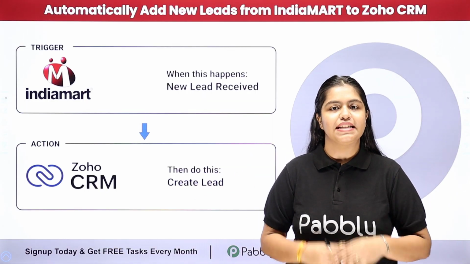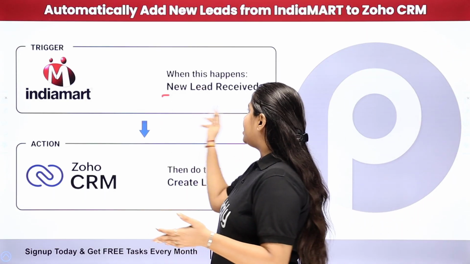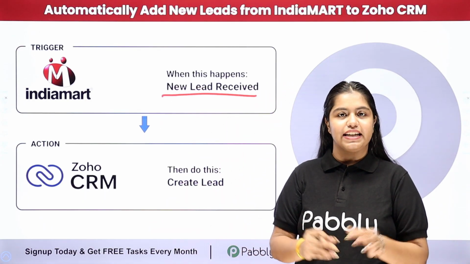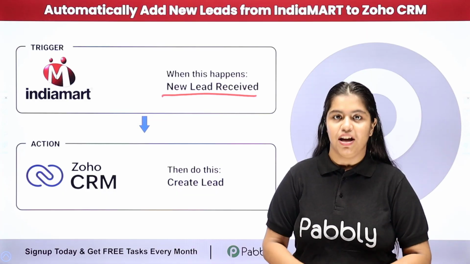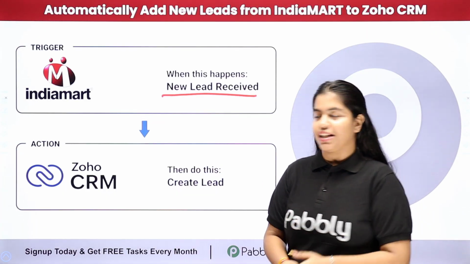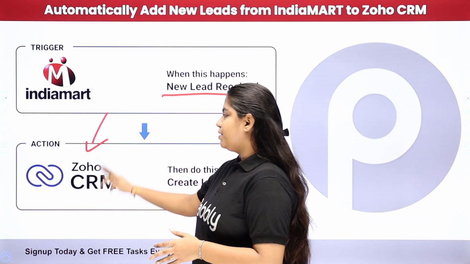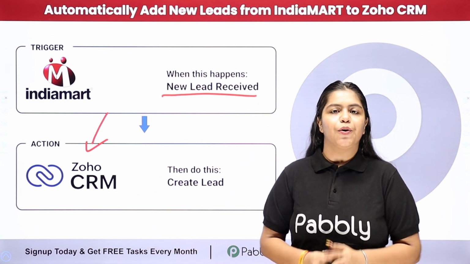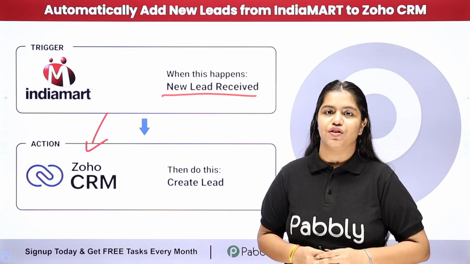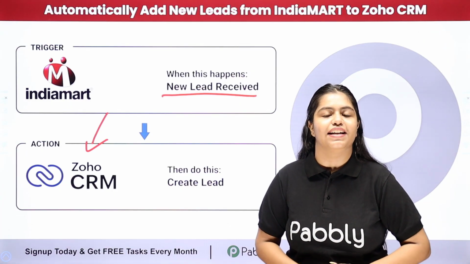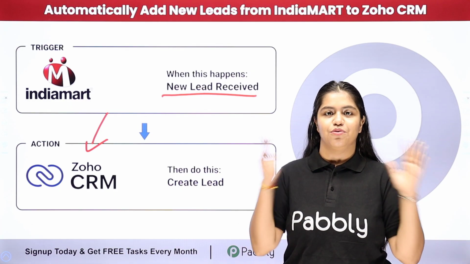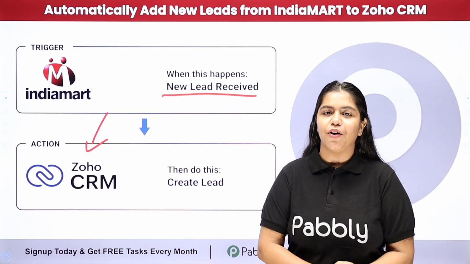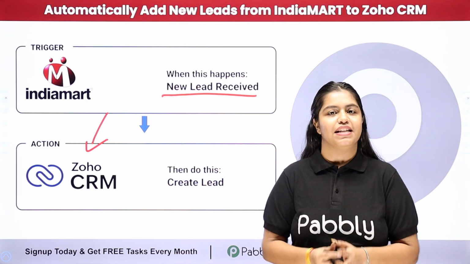And now what I want is that as soon as we receive a new lead from IndiaMART, I want to add the lead details into my Zoho CRM. So to do this, we are simply going to create a connection between IndiaMART and Zoho CRM. And we are going to create this connection without knowing any programming or coding language using an amazing automation software which is Pabbly Connect. So if you also want to create this amazing automation for your own business, then for that you have to come with me towards my screen.